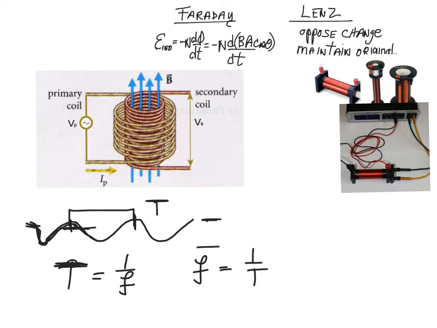And so if it takes a tenth of a second for one wave, that means there's 10 waves per second. Or if there are 10 waves per second, that means each wave takes a tenth of a second. So that's the relationship between period and frequency.